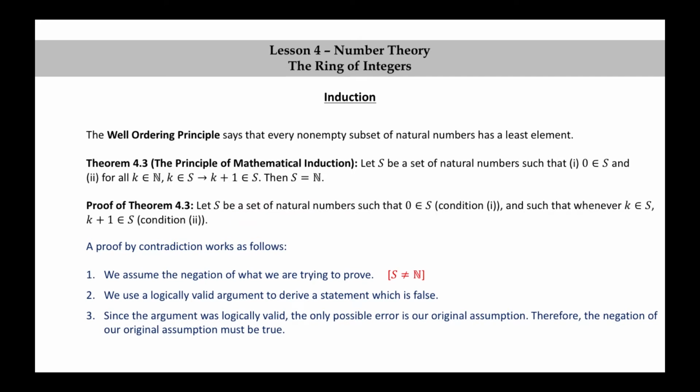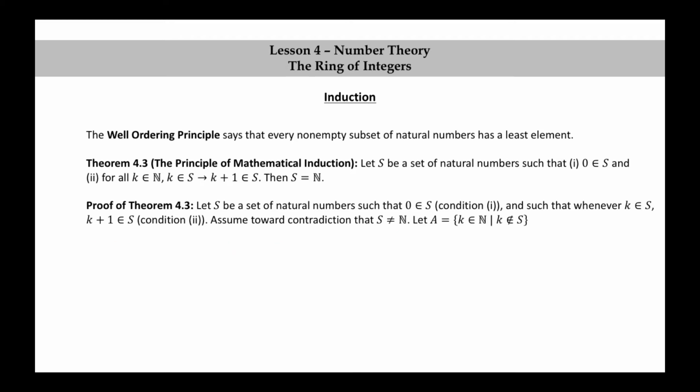Okay, so let's start the proof with our opening statement. Let S be a set of natural numbers such that 0 is in S, that's condition 1, and such that whenever k is in S, k plus 1 is in S, that's condition 2. Assume toward contradiction that S is not equal to N. So again, we're trying to prove that S is equal to N, but we're going to do it by contradiction, so we assume the opposite, which is that S is not equal to N.